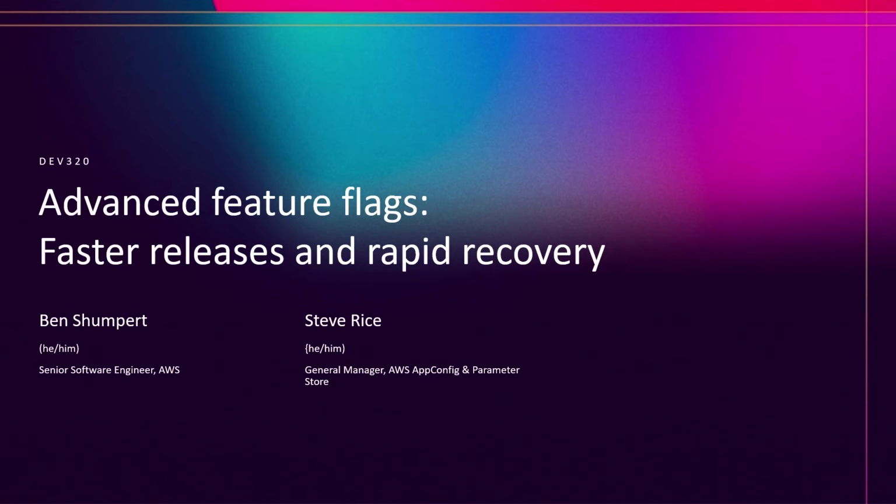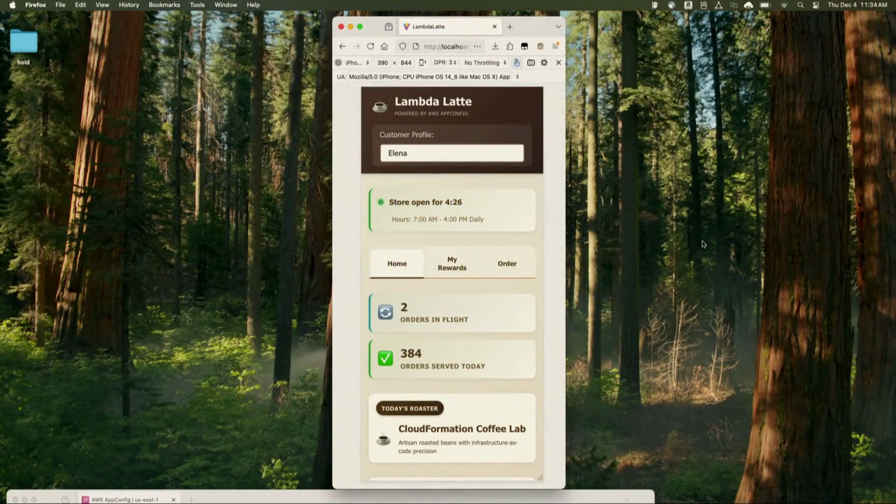So Ben and I had prepared a pre-seeded demo here of a coffee shop app from a place called Lambda Latte. Great. Ben, if you want to explain the background here, go ahead. Yeah, absolutely. I'll walk us through that application now. As Steve mentioned, we're going to be using this Lambda Latte application as our base for our feature flag demos today.